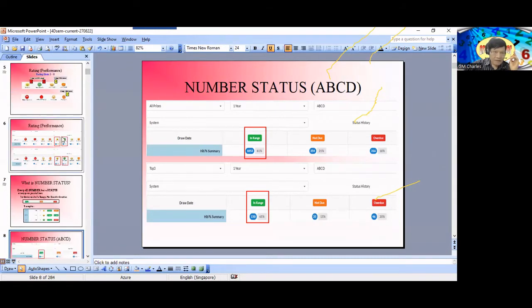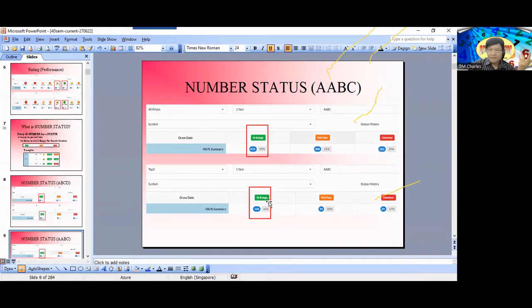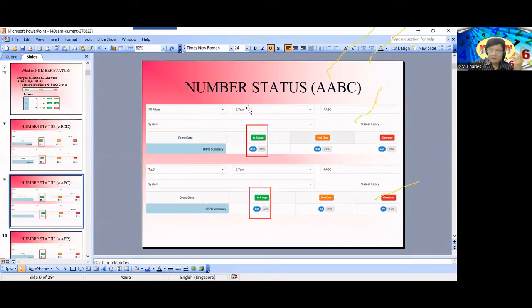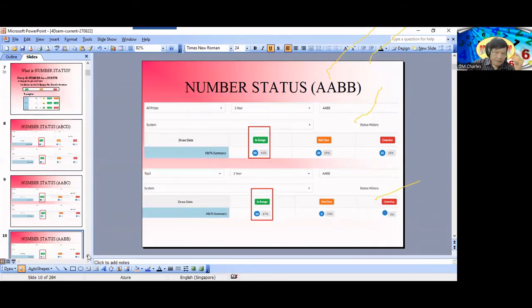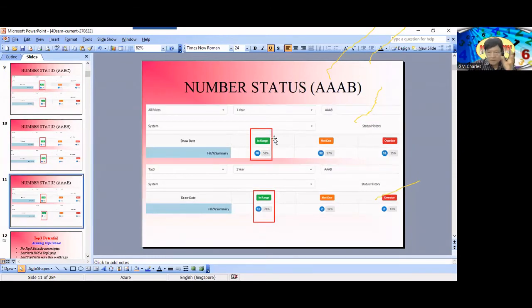Now the other pattern should be the AABC, right? AABC, if you look at the data, is still in range the best. If you look further down, AABB, same thing. I've already done the study. You can go and check yourself again. Triple AB, in range is always the best. Okay. Yeah.